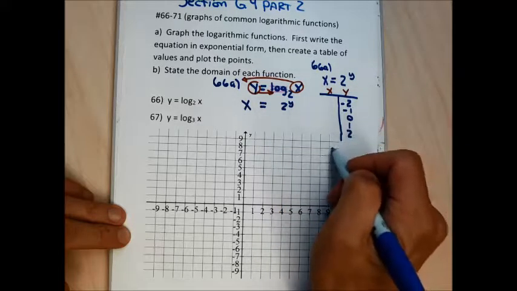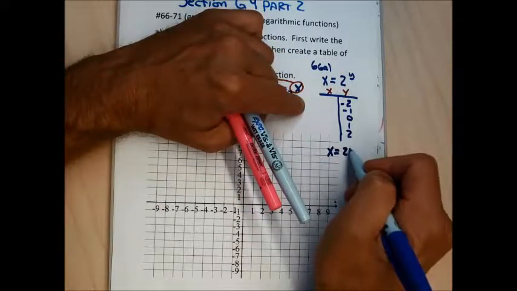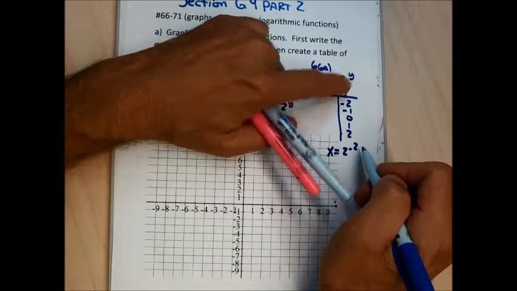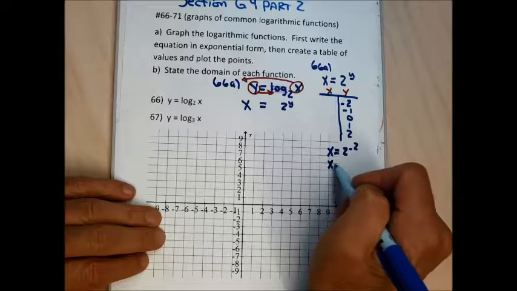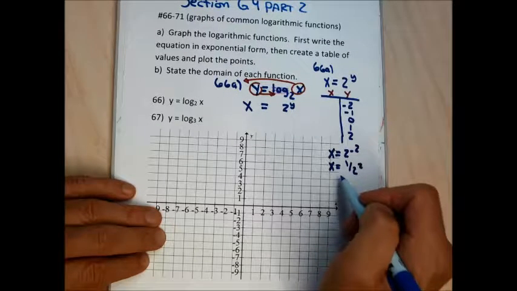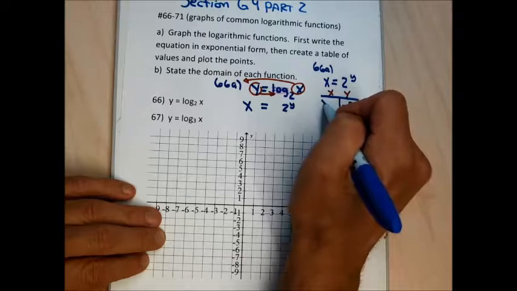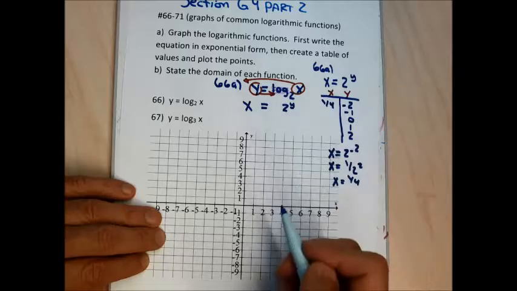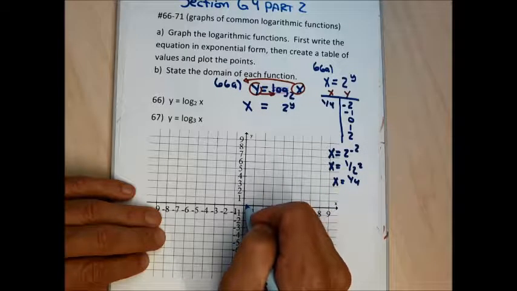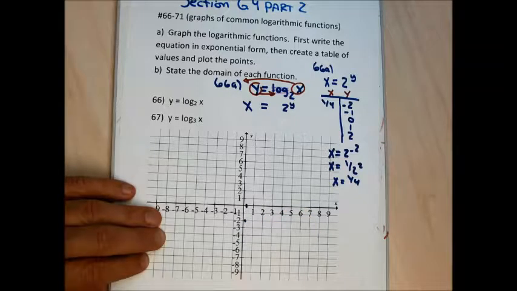To get the first x, I'm going to go x equals 2 to the -2 power, changing the y to -2. That's going to be the same as x equals 1 over 2 to the second power, and that's going to be x equal to 1/4. So the first point that I'm going to plot is 1/4 comma -2. So 1/4 is about there. It's half of halfway, and then down 2.